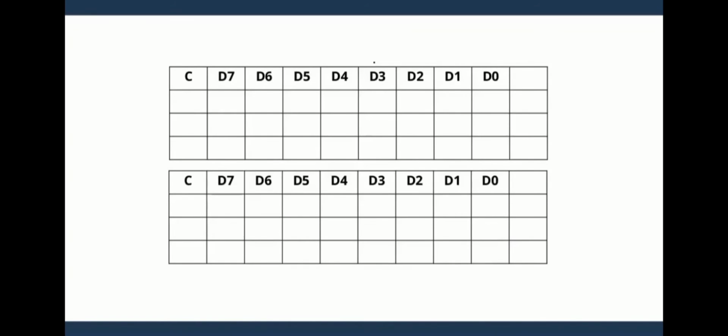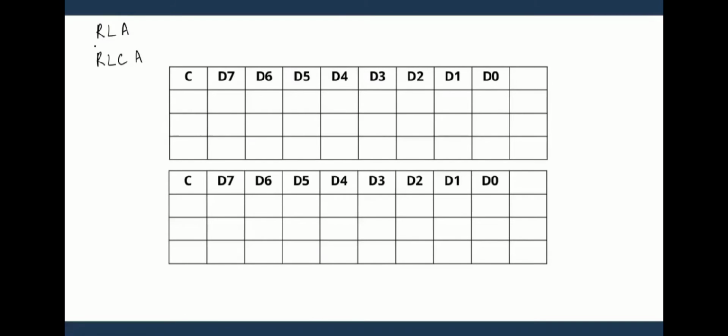Clearing means we are making every bit 0. Next we have to see what is meant by complementing, and other than that the rotate instructions, RL and RLC, rotate left and rotate left through carry. We can see RLA and RLCA.